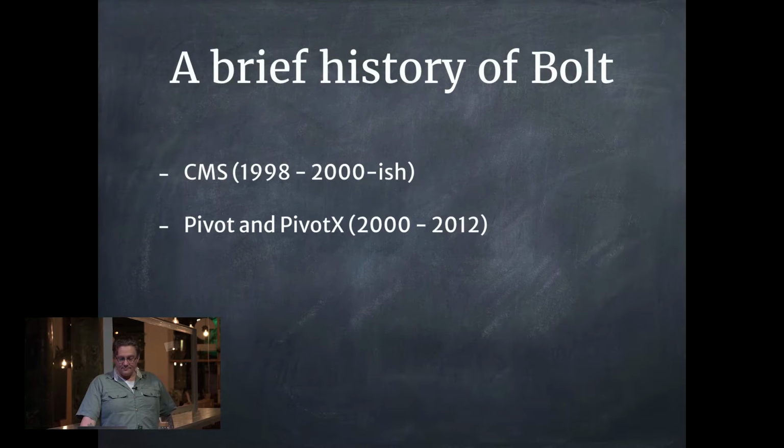The first open source project I worked on was called Pivot. This was a basic blogging tool. Everything was actually stored in files on the server because at that time databases were considered to be a premium feature. So a lot of people who had shared hosting couldn't use databases, so instead we had to store everything in flat files.